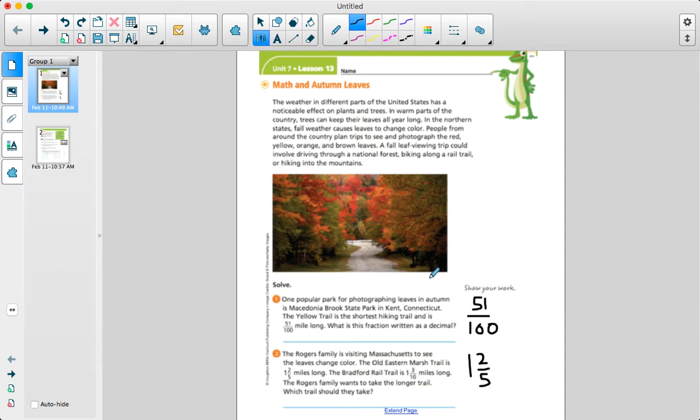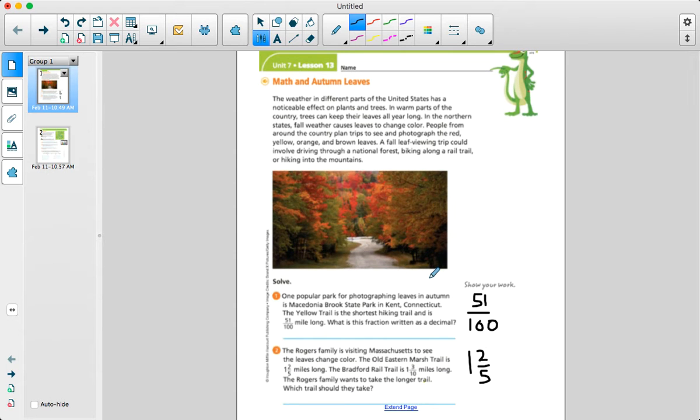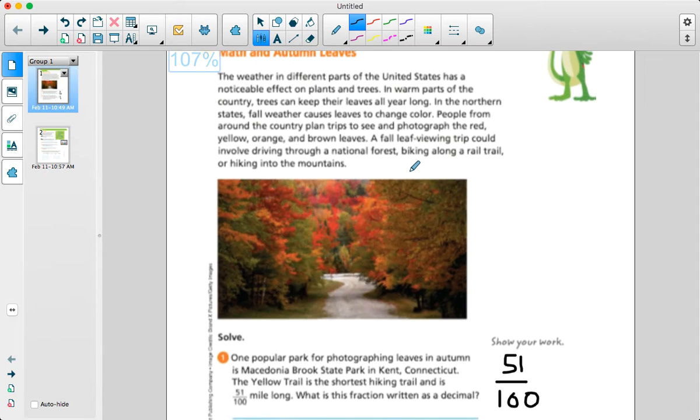Mrs. Nasland, and today we are focusing on problem solving in this lesson 13. So we're going to try some problems here. This first one's called Math and Autumn Leaves, and here's what it says.